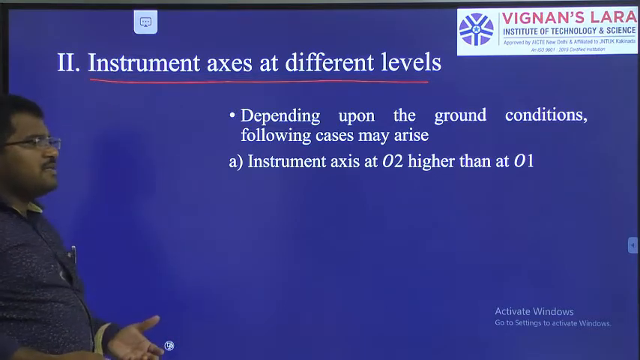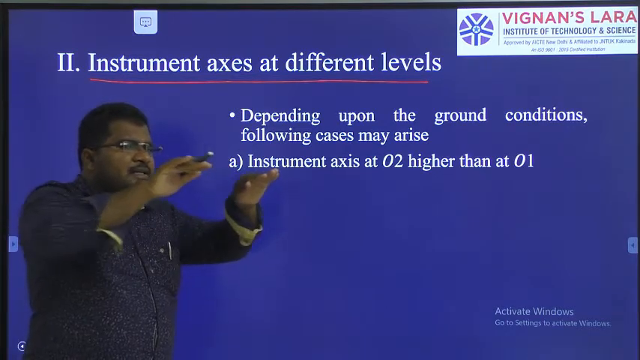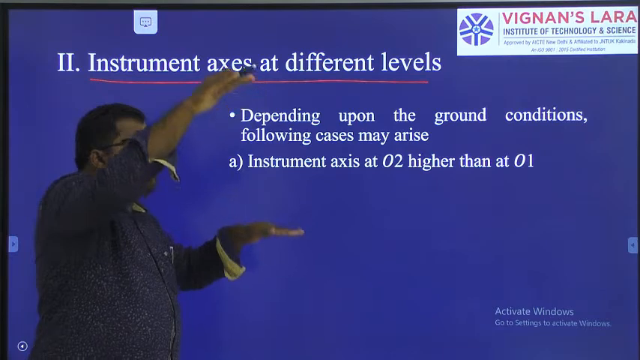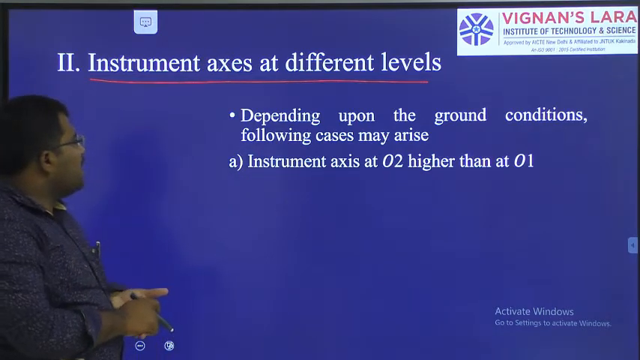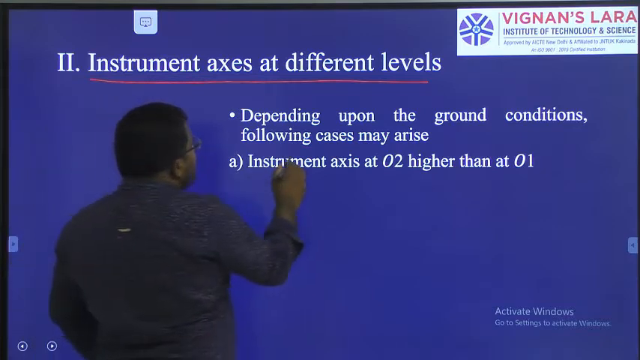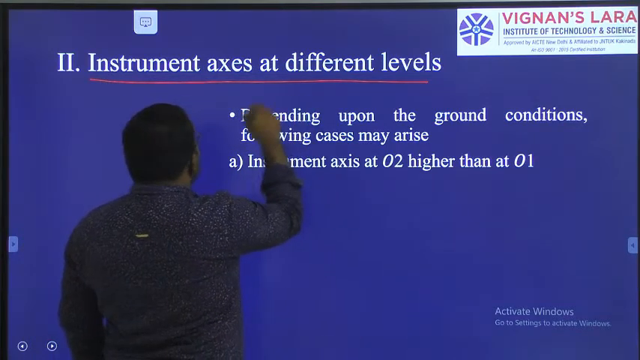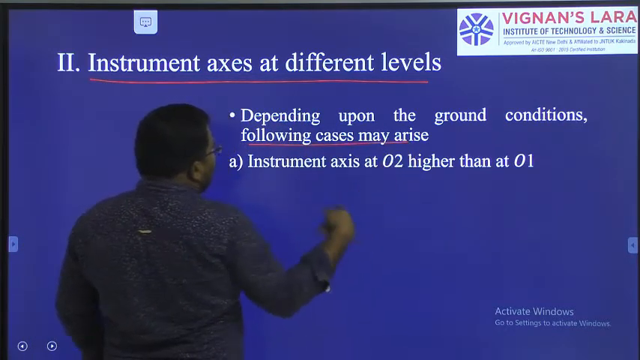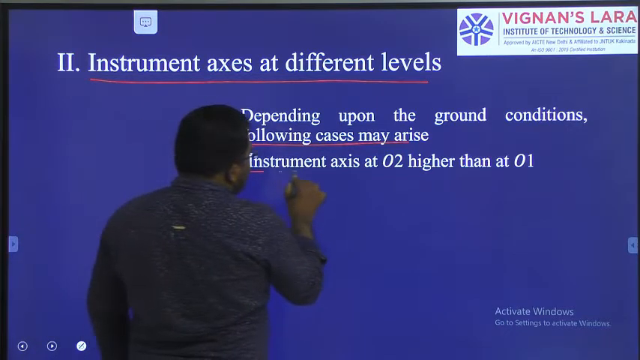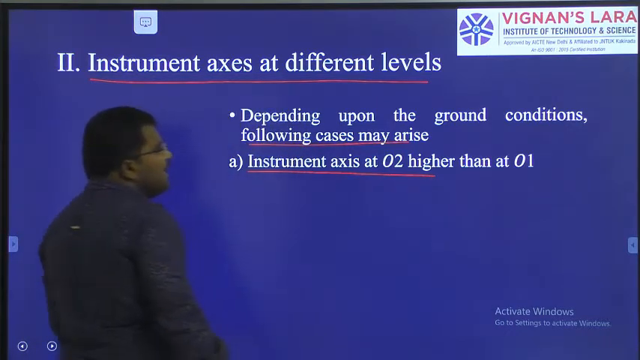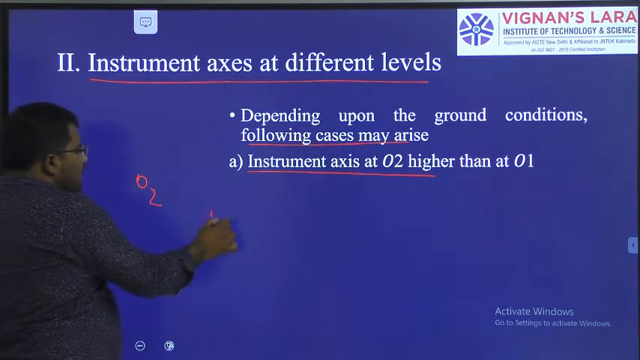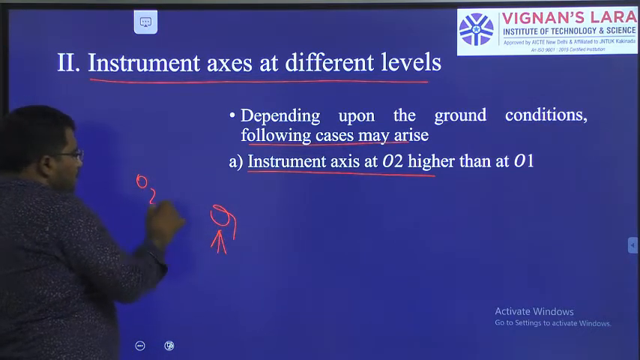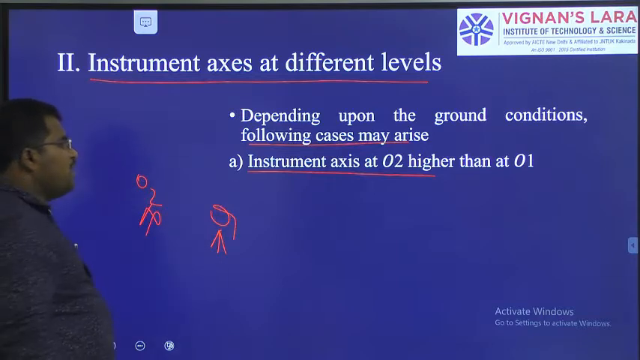In the previous case, we had the instrument at the same level, but here one instrument station will be at one location and another instrument station at another location. Now, depending upon the ground conditions, in the second condition we again have two cases. One is the instrument axis at O2 being higher than O1, right? So O2 will be at the higher level and O1 at the lower level. Okay, so in this case, what do we have to do?